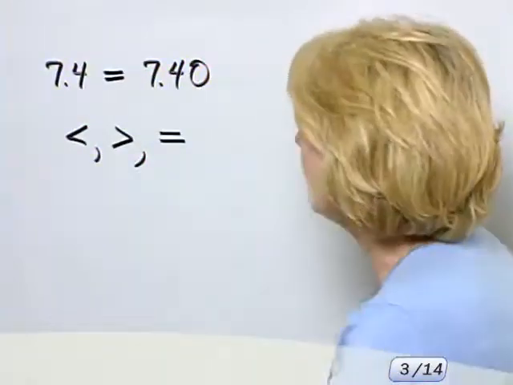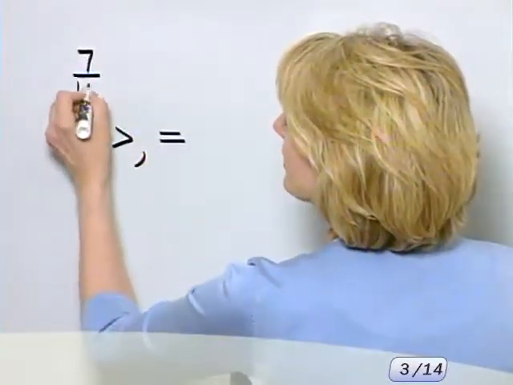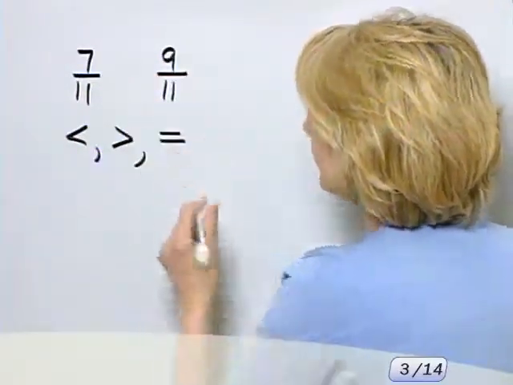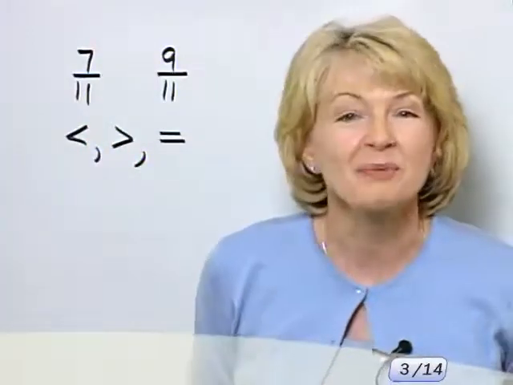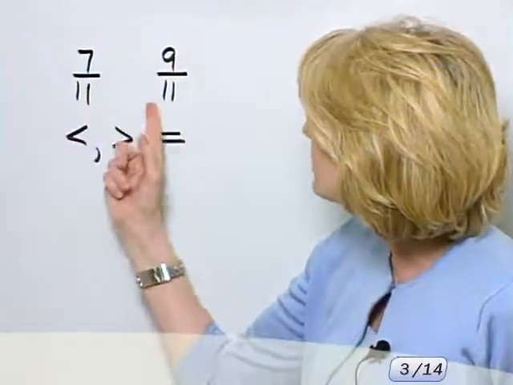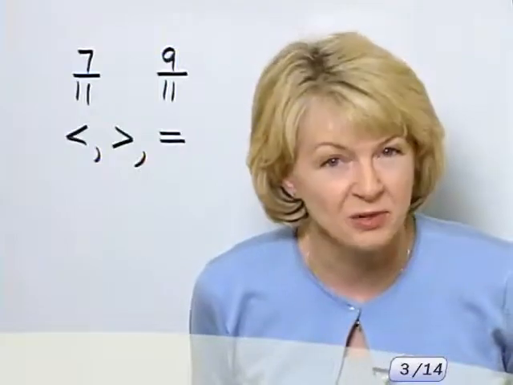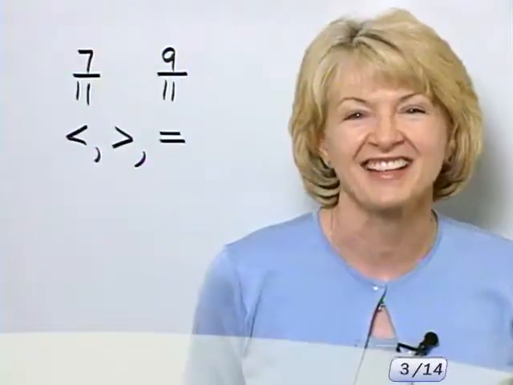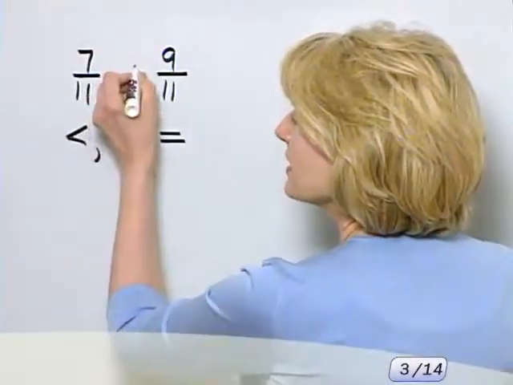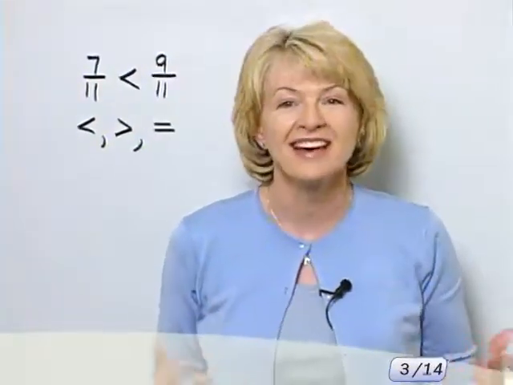Let's try that one more time. We're going to use one of those 3 symbols. Let's suppose I have 7 11ths and 9 11ths. I'd like to place between the two numbers one of these 3 symbols so that we have a true statement. Well, how do these two compare? When the denominators are the same, you can compare the numerators. Because 7 is less than 9, 7 11ths is less than 9 11ths. So we use is less than, and I have 7 11ths is less than 9 11ths. That is now a true statement.